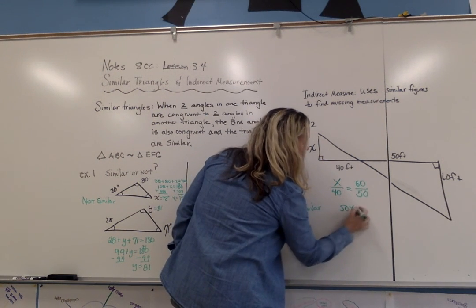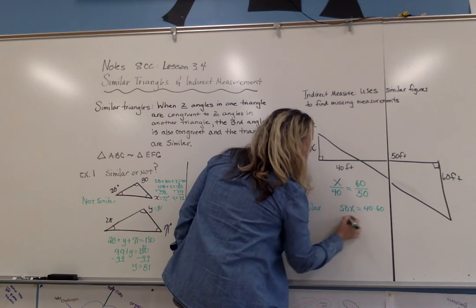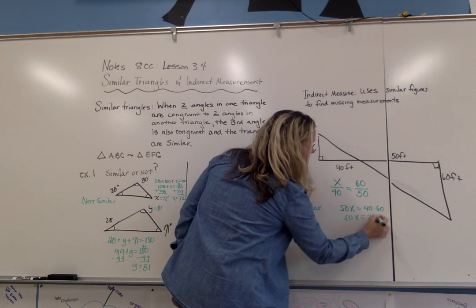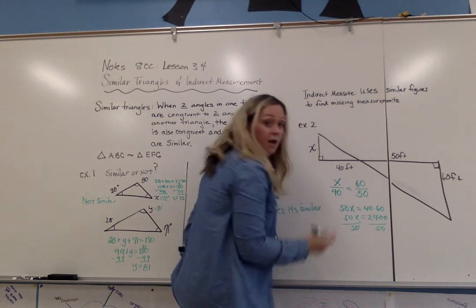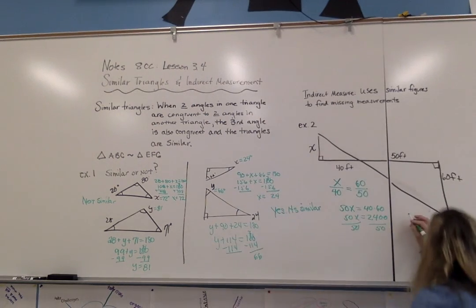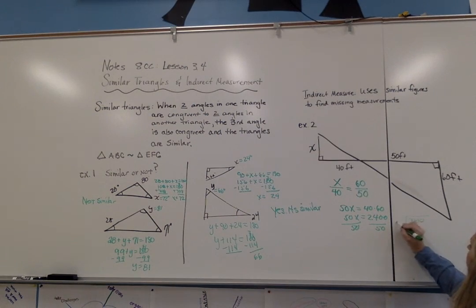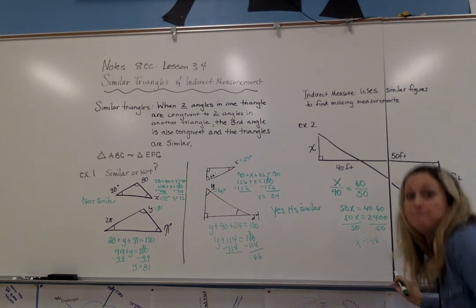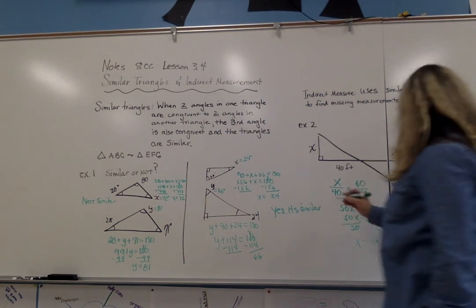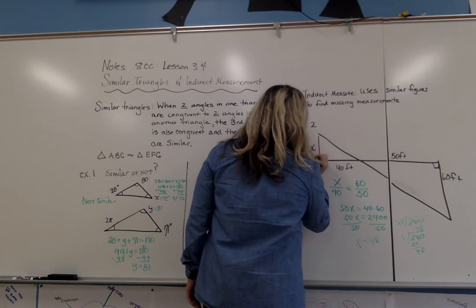So 50x is equal to 40 times 60. 50x equals 2,400. I divide by 50. Okay, I'm going to walk over here and do my long division for it. 2,400 divided by 50 is the same as 5 going into 240. 5 goes into 24 4 times, that's 20, and 5 goes into 40 8 times. So x is equal to 48. That means that x is equal to a height of 48 feet.